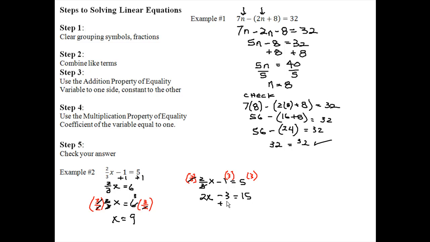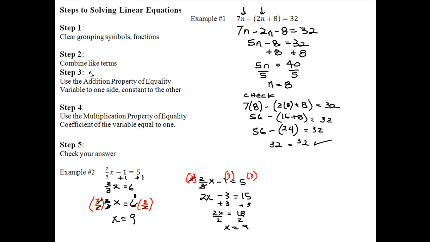And then you're down to step 3. You want to add 3 to both sides. You get 2x equals 18. And then divide by 2. And you get x equals 9. And that's how you solve linear equations.